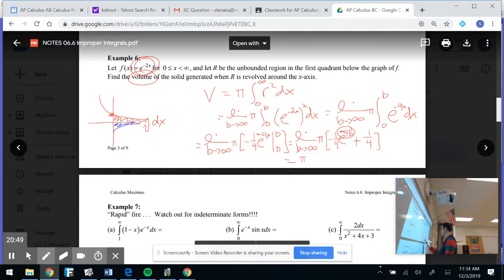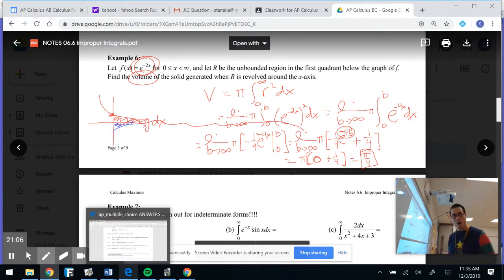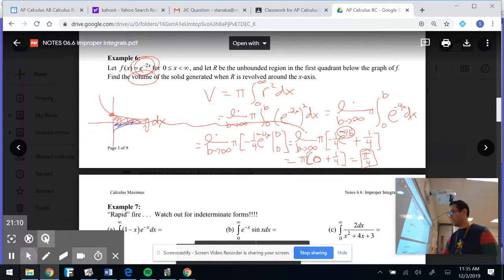So I'm going to get a pi. So I'm going to get a 0, right? Because it would be negative 1/4, but it would be 1 over infinity, right? Which would be 0, and then plus a 1/4. If I distribute, I get pi over 4. How about it? So I was able to find the area of this dude that goes on forever and ever and ever. Why? Because it gets to the x-axis, that curve does, super duper quick. It actually converges. The volume converges for us there.